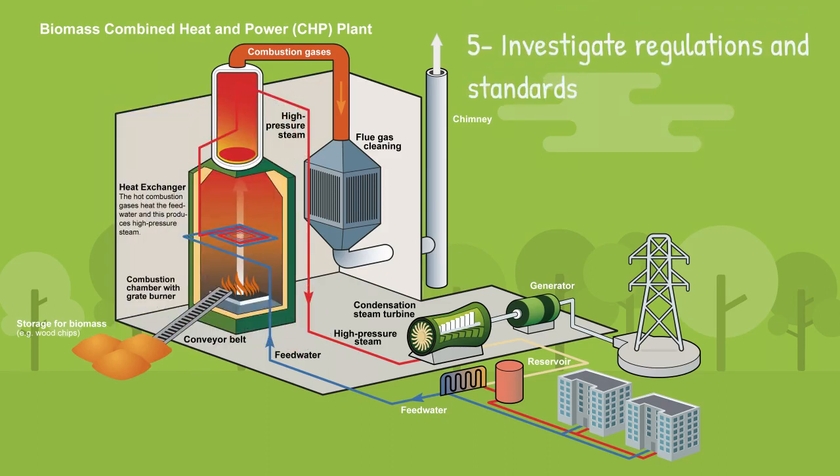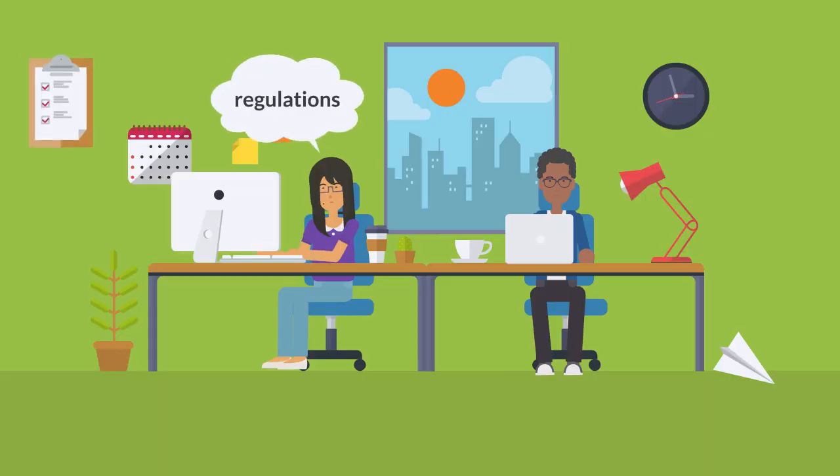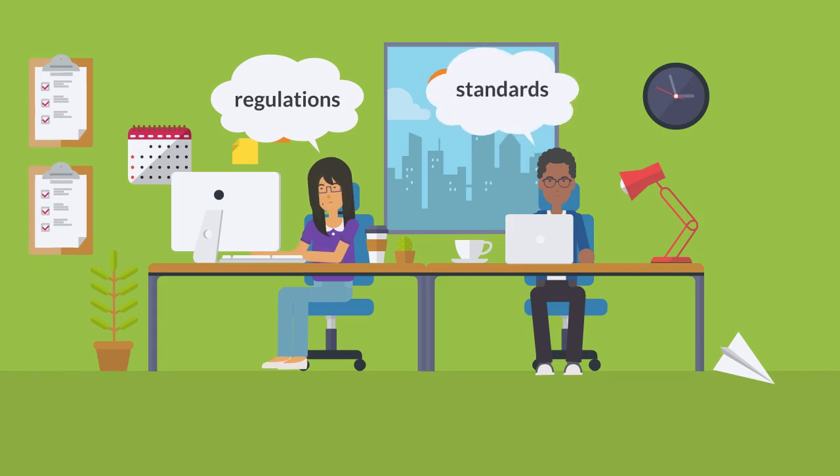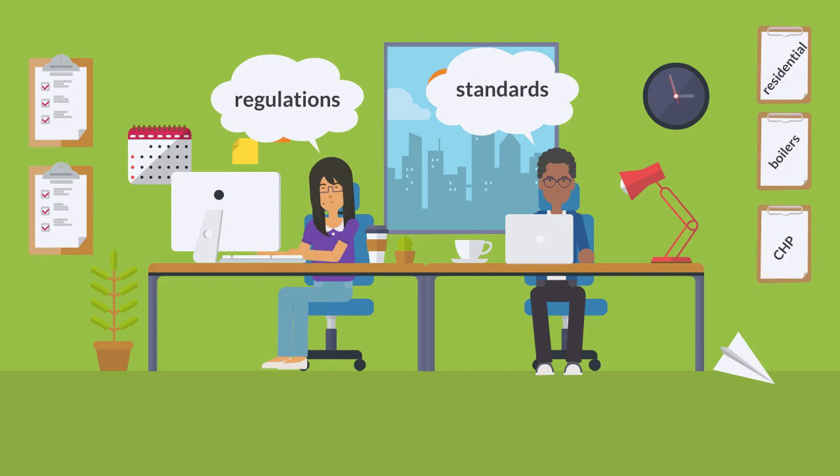Investigate regulations and standards. To be approved, the project must fulfill regulations. Investigate which laws and regulations are applicable to the biomass energy project. Investigate which standards must be applied. For the design of heating and domestic hot water installations. For the installation of boilers. For CHP systems. And so on.